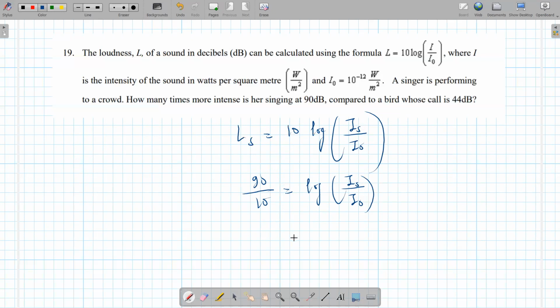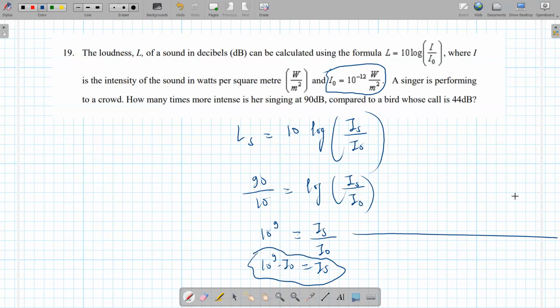I0 is a constant, but the thing about this question is if you do one of them, it's going to cancel out. The I0 from here will cancel out with the I0 of the bird, so you don't have to plug that in. So this becomes a 9. So we have 10 to the power of 9 equals IS over I0. That means IS is 10 to the power of 9 times I0. So that's our first equation.